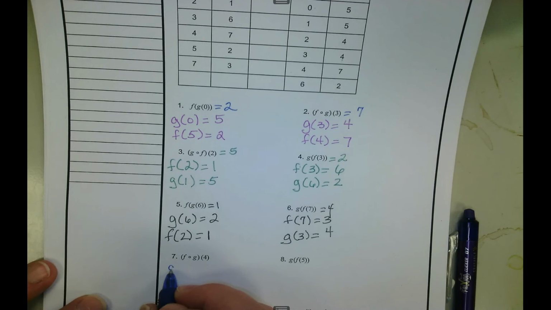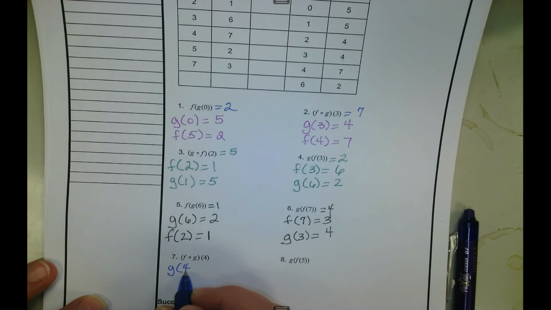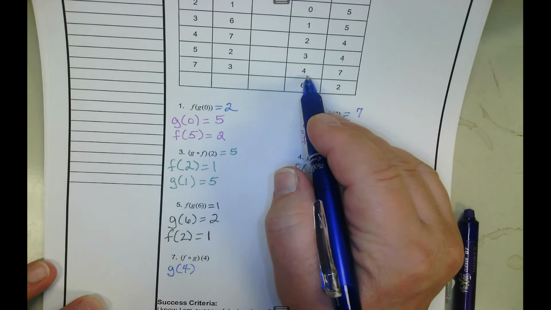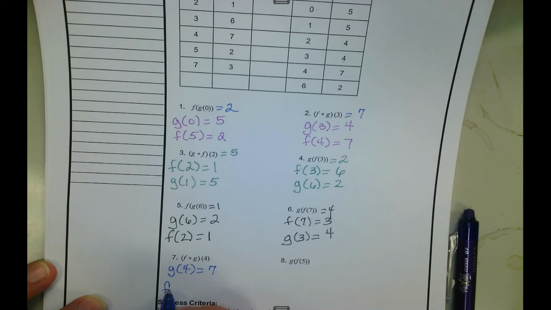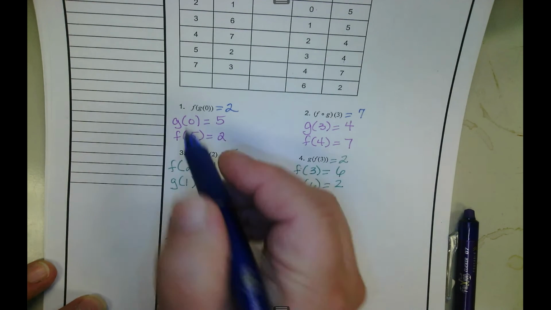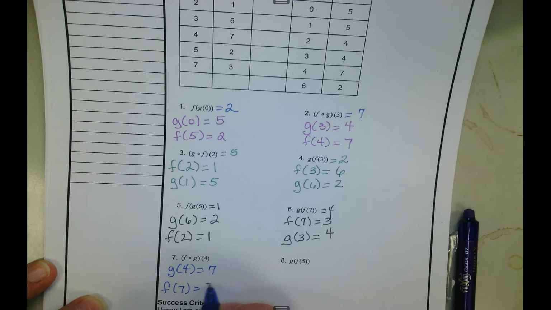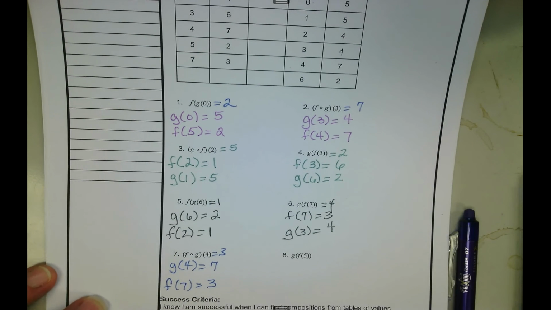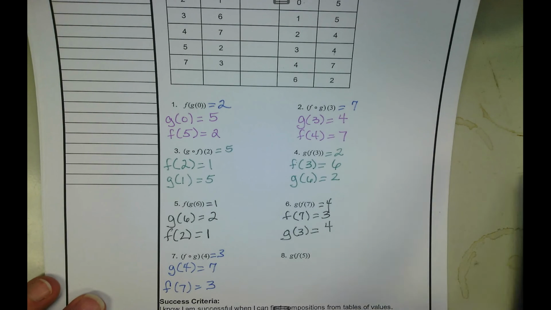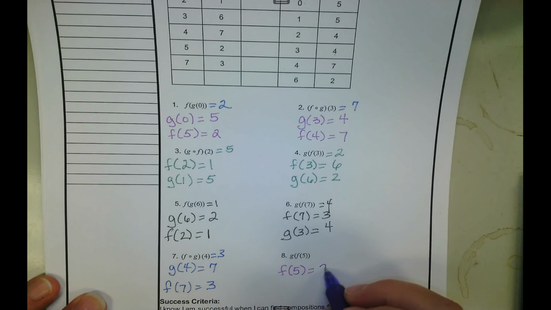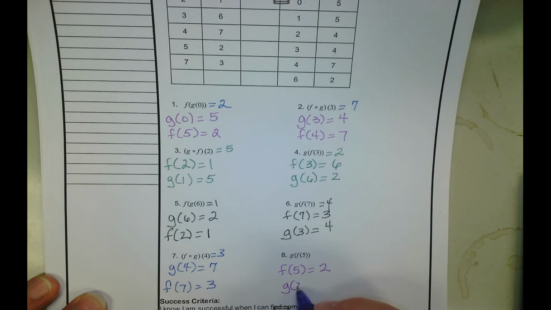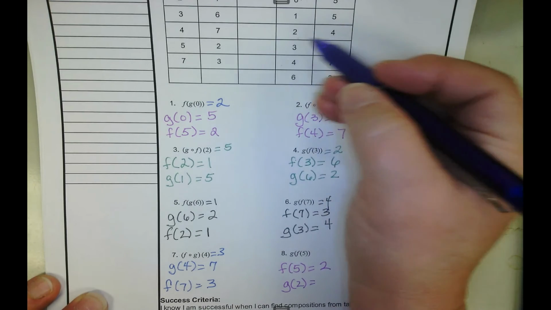So g when x is 4, it goes to 7. When it's 7, it goes to 3. Okay, we're starting out with f of 5. 5 goes to 2. 2 goes to 4.